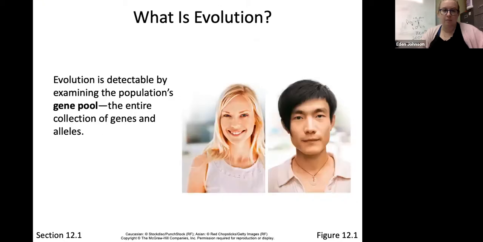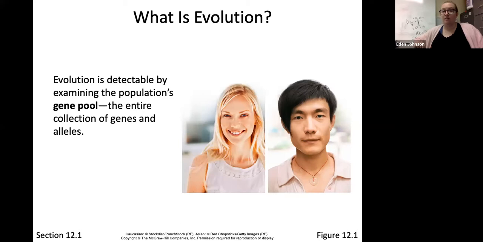That's the answer. So evolution is detectable by examining the population's gene pool. That's the entire collection of genes and alleles. So remember that you have a whole genome. Every organism has a genome. Most of your genome is filled with non-coding spacer regions, okay, that protect you from mutations.